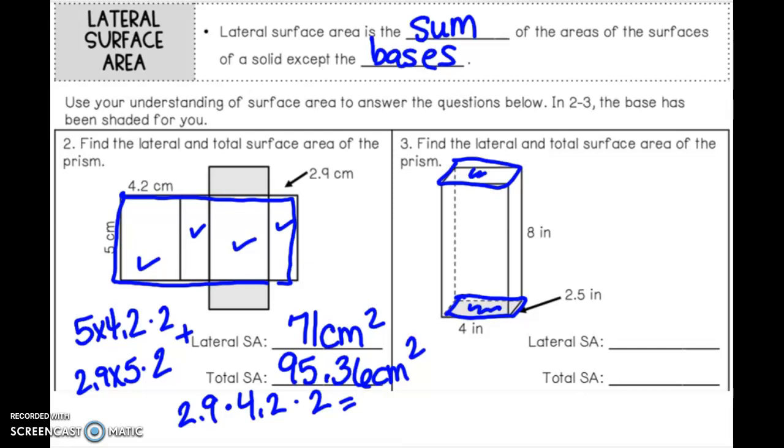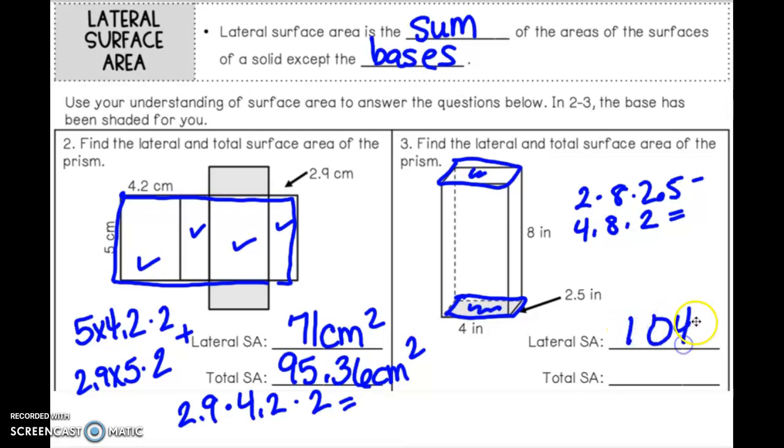The next one, find the lateral. So we're going to do all the sides around except the top and the bottom. So we have 2 8 by 2.5. So 2 of them. And we have 2 that are 4 by 8. And then we're also going to multiply those by 2. And that's going to be our lateral surface area. And if you stop the video and multiply them all out and add them, stop the video, do that, and I'll tell you what the answer is. It's 104 inches squared.